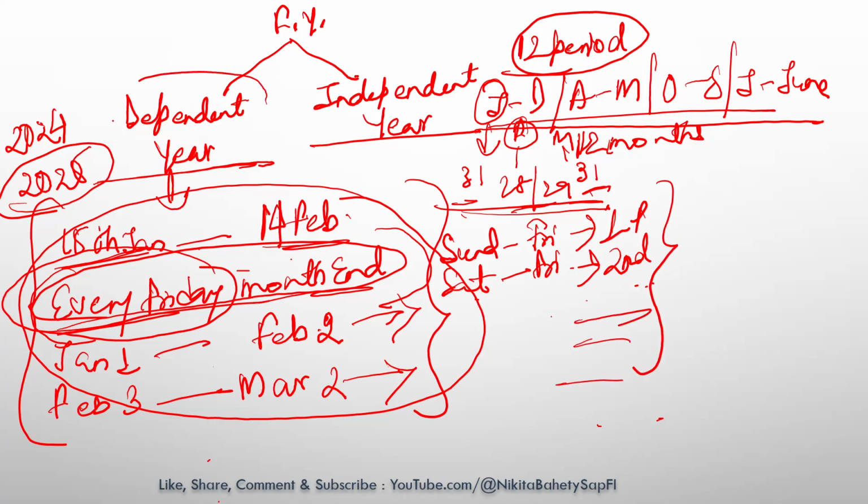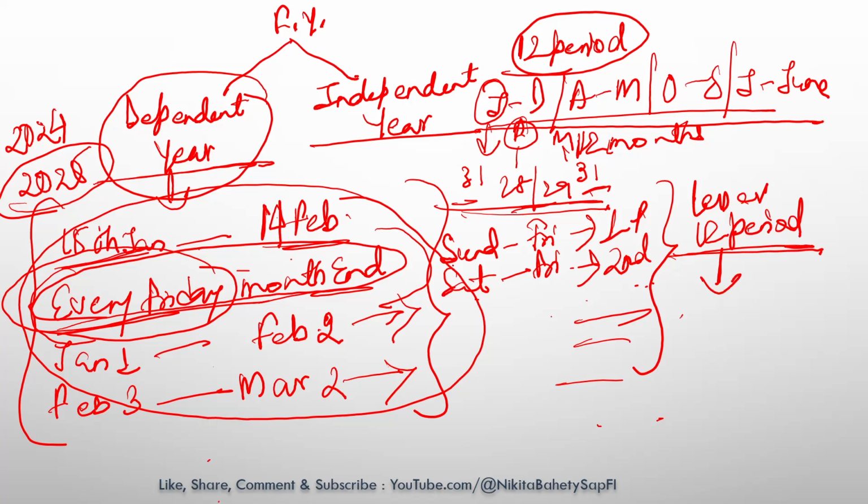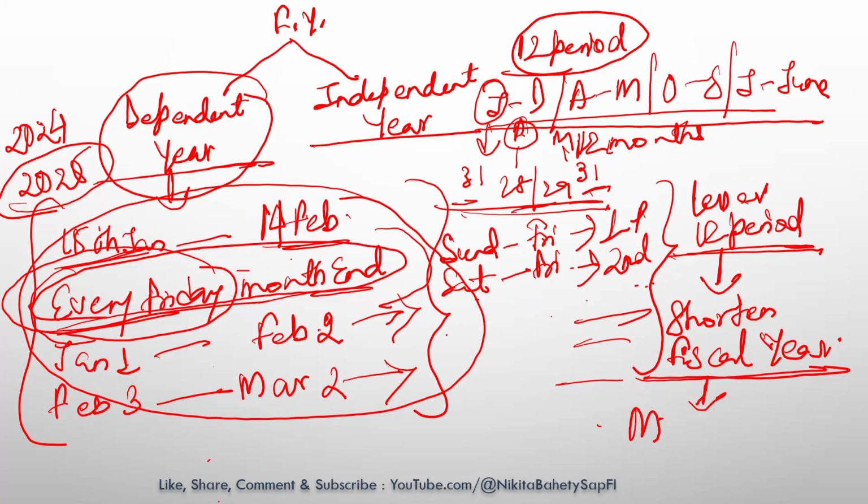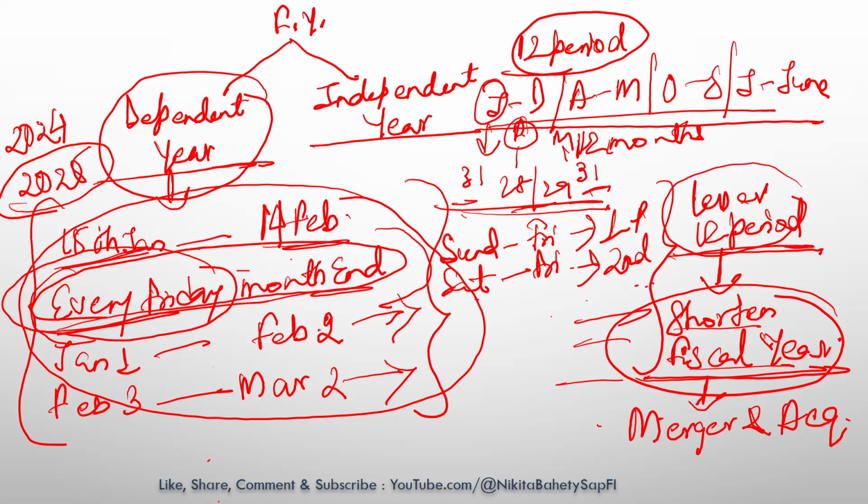So even in dependent years, sometimes it's not necessary that there will be 12 periods. It can be fewer than 12 periods also. And when there are fewer than 12 periods, we call it a shortened fiscal year. Generally we see this shortened fiscal year at the time of merger and acquisition. So a shortened fiscal year is a fiscal year which has fewer than 12 periods, and it is one kind of dependent year only, right?